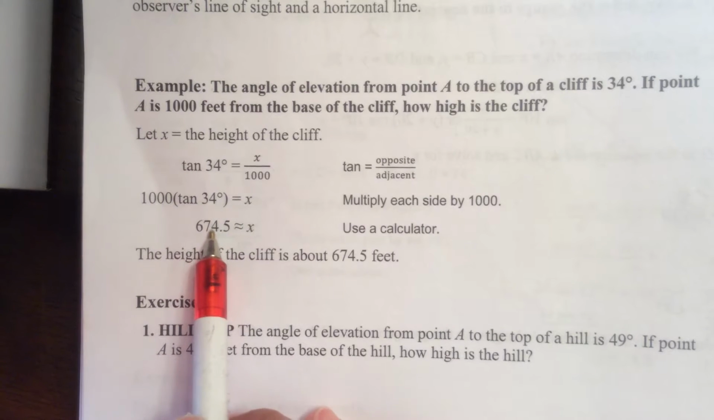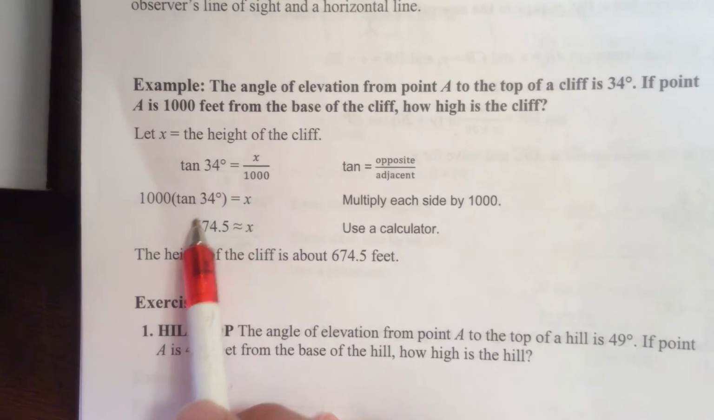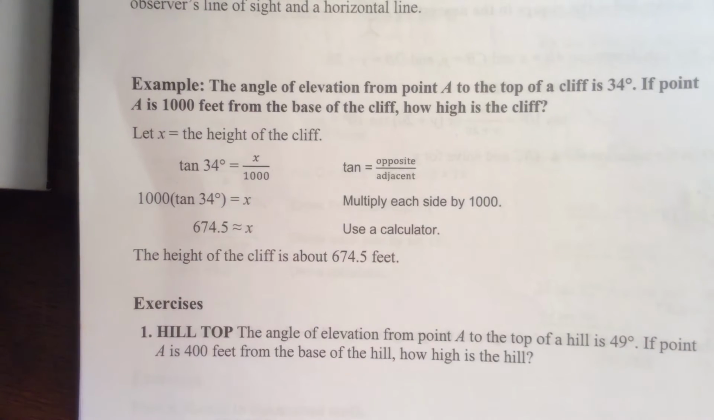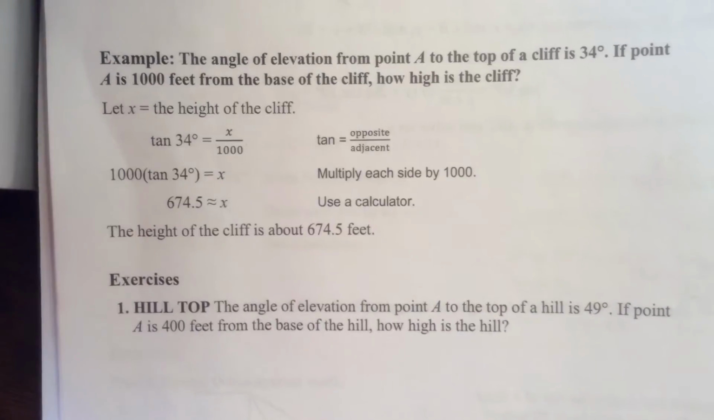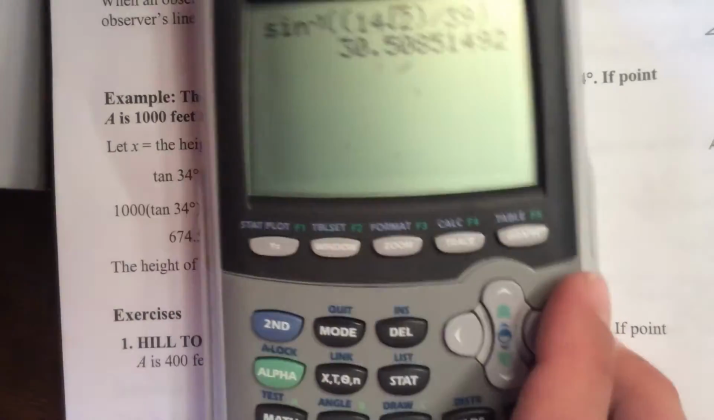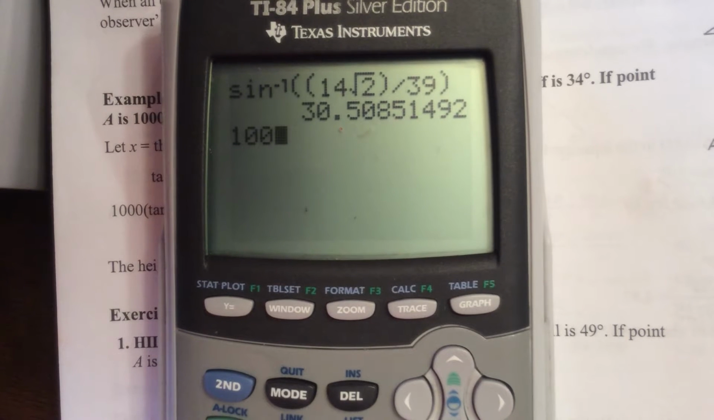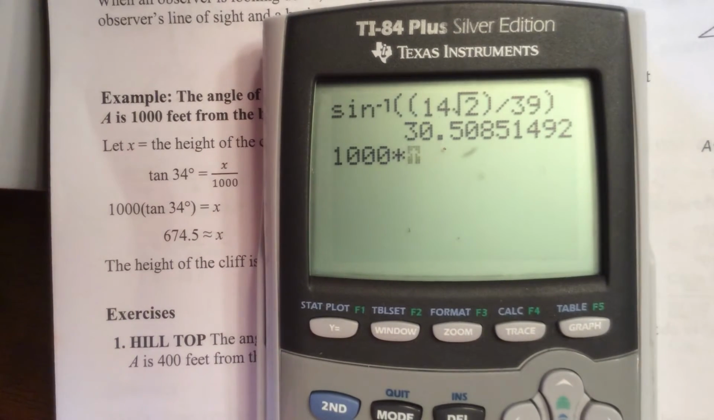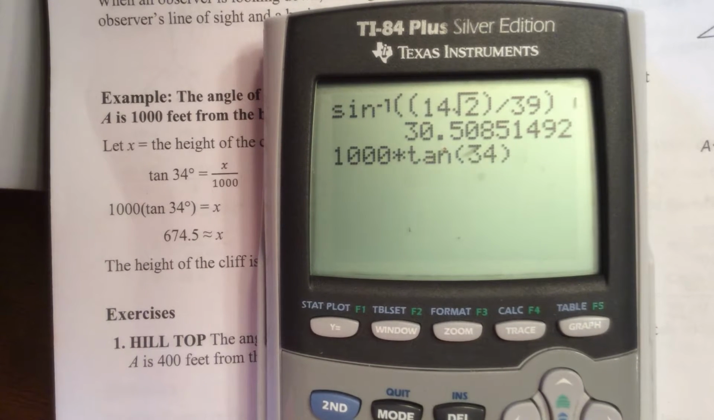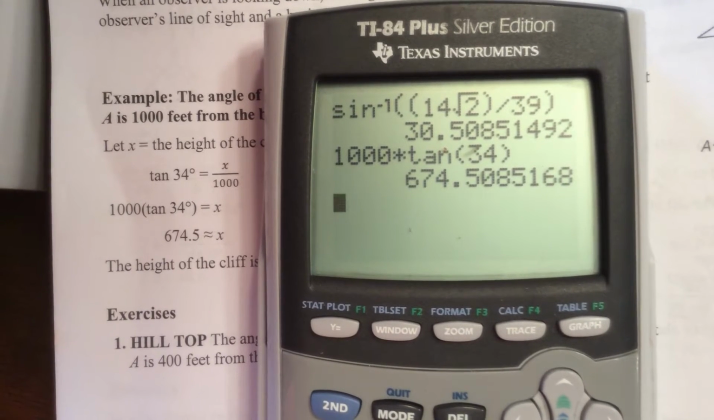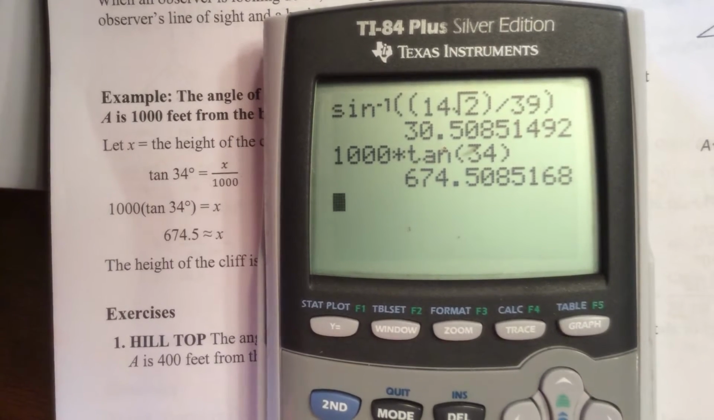And when we stick this into our calculator, it gives us approximately 674.5. I'll stick it in the calculator for you so you can actually see what I'm talking about. 1,000 times the tangent of 34, and that gives us approximately 674.5.